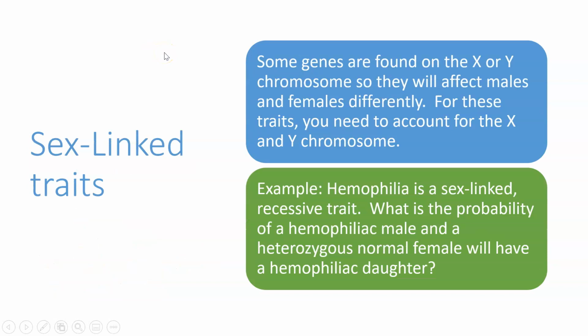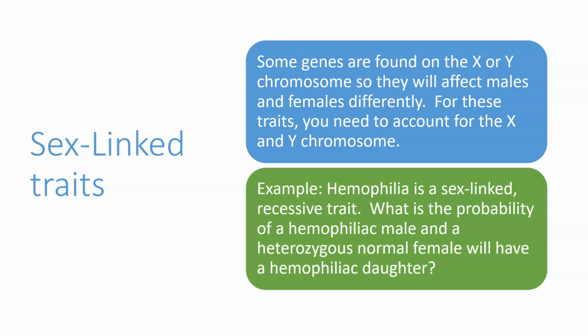All right, last example then are going to be those traits that are sex-linked. So some genes are found on the X or Y chromosome, and this is actually going to be your hemophilia example. Because they are attached to the X or the Y, one of the sex chromosomes, they're going to affect males and females a little differently. So when you do sex-linked traits, you have to include the X and the Y on there in order to see whether or not females or males will end up with that disorder. So for example, hemophilia is a sex-linked recessive trait.